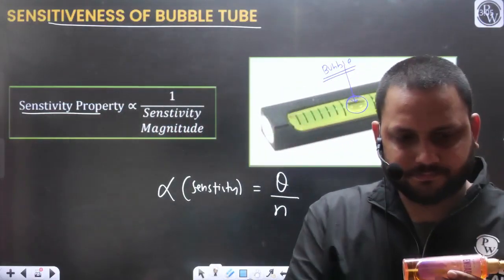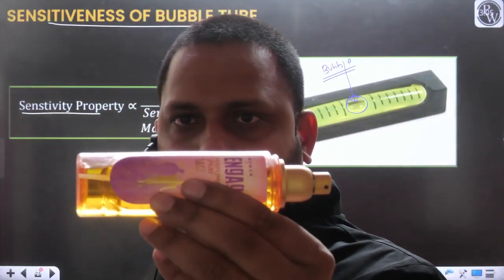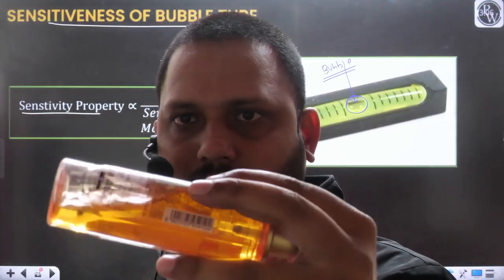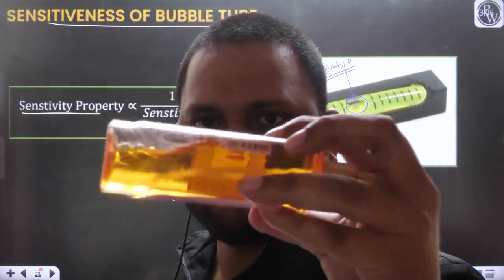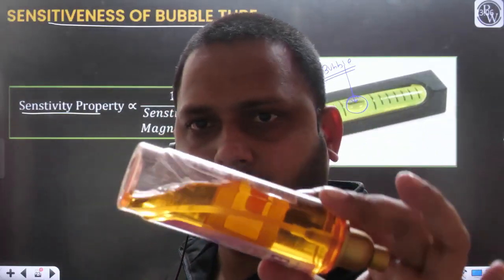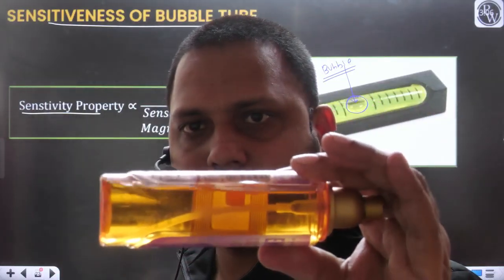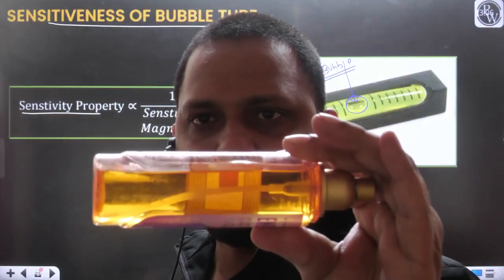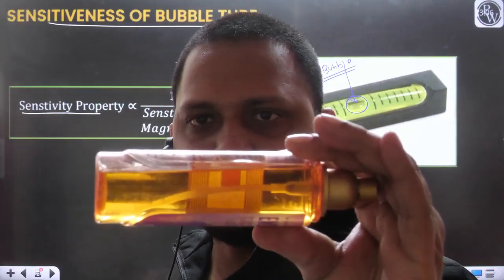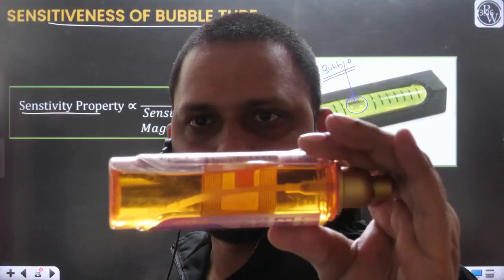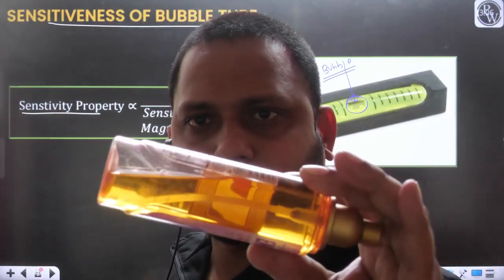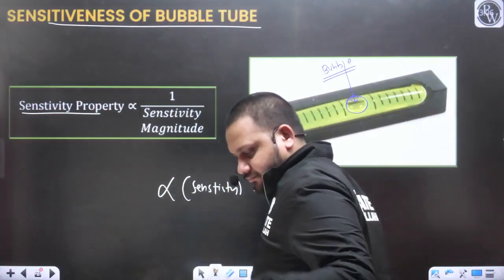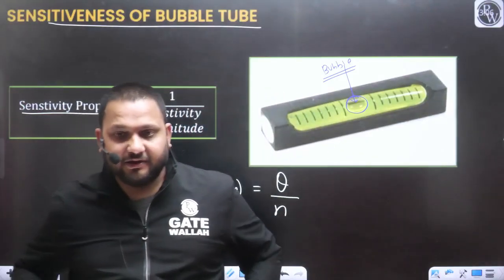You can see. If I talk about this position, the bubble is at center. If I want to move this bubble, then we have to provide the rotation. Now I think it is clearly visible to all of you, yes or no?